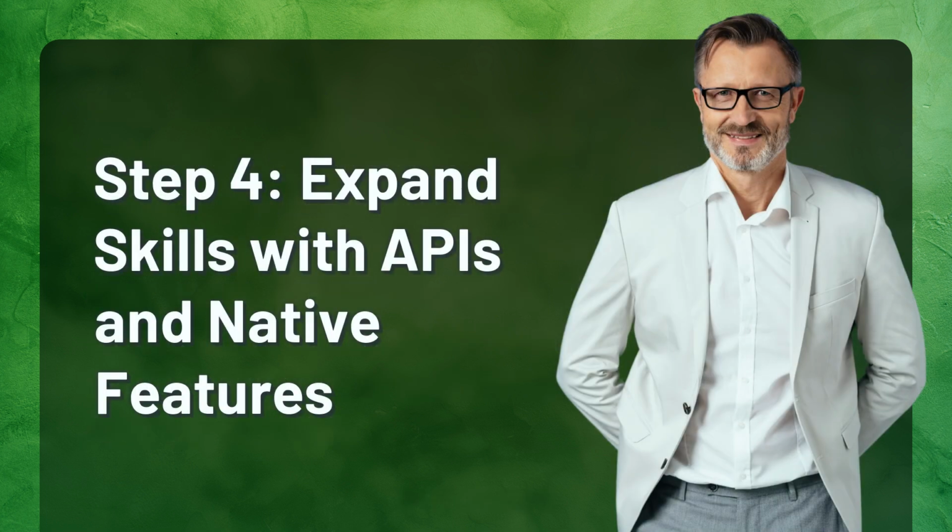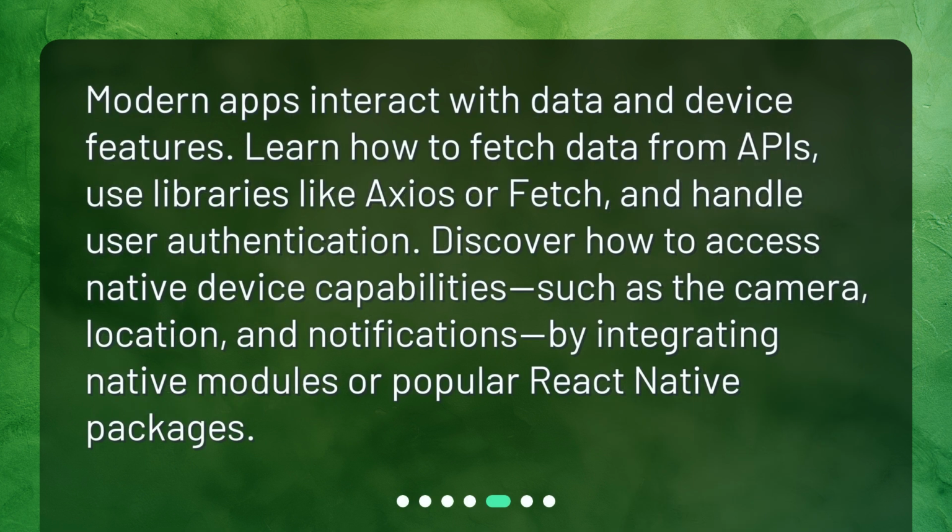Step 4. Expand skills with APIs and native features. Modern apps interact with data and device features. Learn how to fetch data from APIs, use libraries like Axios or Fetch, and handle user authentication. Discover how to access native device capabilities, such as the camera, location, and notifications, by integrating native modules or popular React Native packages.